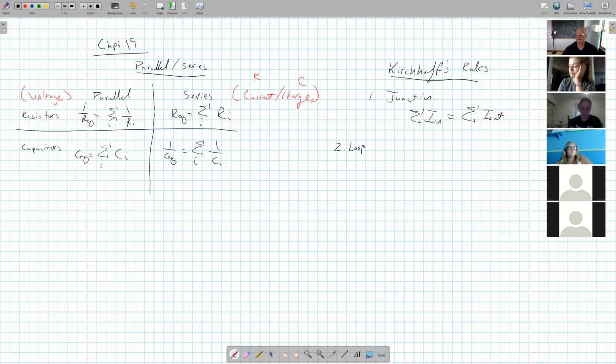The loop rule says that if I go around a closed loop, and I start off at, say, this corner here at point A, if I go around the loop, going from A back to A, the change of potential must be equal to 0. So if I start at A, go through my closed loop, come back to A, I have to have a change of potential equal to 0. So this is my loop rule.